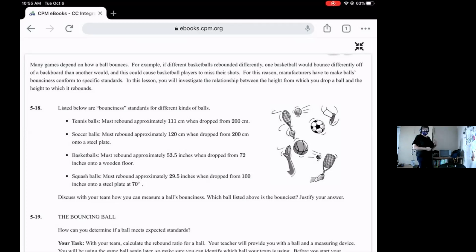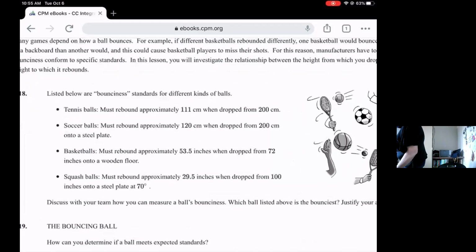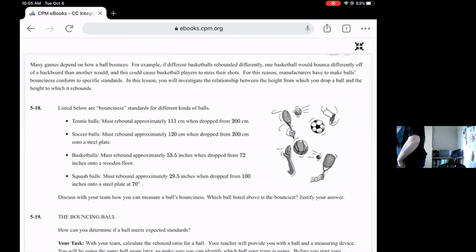They have to test their balls so they meet certain standards with the bounce. We're going to investigate the relationship between the height from which you drop a ball and the height to which it rebounds. Listed below are the bounciness standards for different kinds of balls. A tennis ball must rebound approximately 111 centimeters when dropped from 200 centimeters.